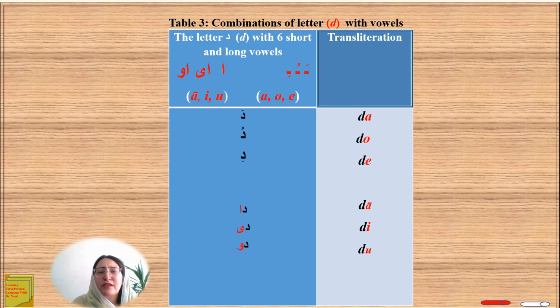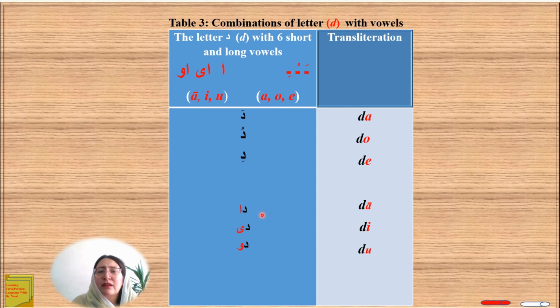Table 3. Combinations of letter dal with vowels. The letter dal with 6 short and long vowels: A, I, U, A, O, E. When the letter dal and the short vowel A come together, they create the syllable da. When the letter dal and the short vowel O come together, they create the syllable do. When the letter dal and the short vowel E come together, they create the syllable de.